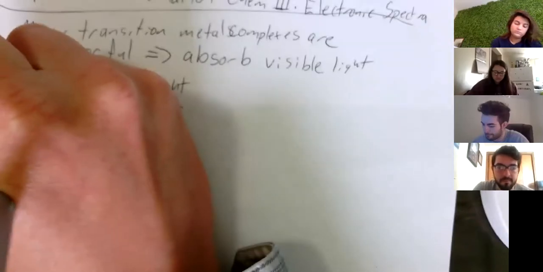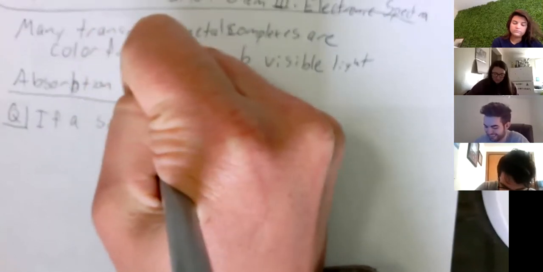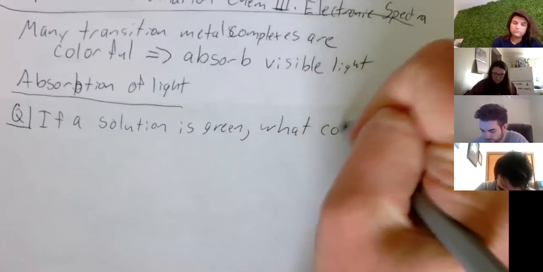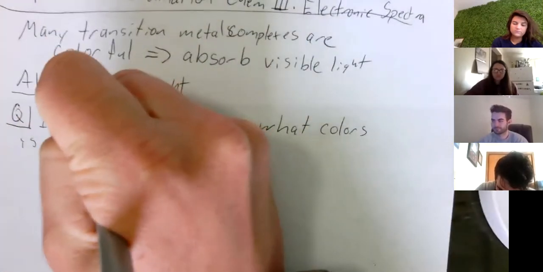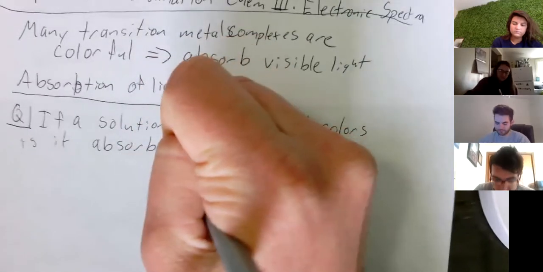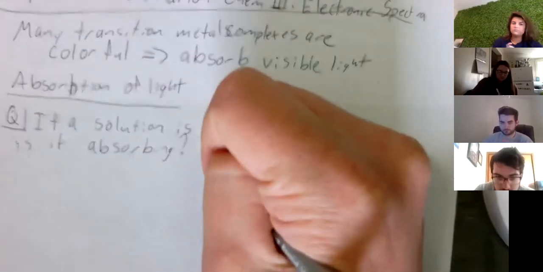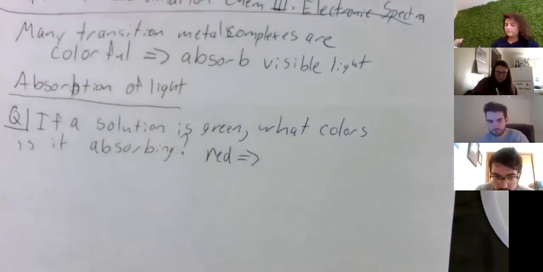Mhm. So, question: if a solution is green, what colors is it absorbing? Orange. Oh my goodness. Let me look it up. Oh, it's red. Yep, red. And do you remember what type of color that is?